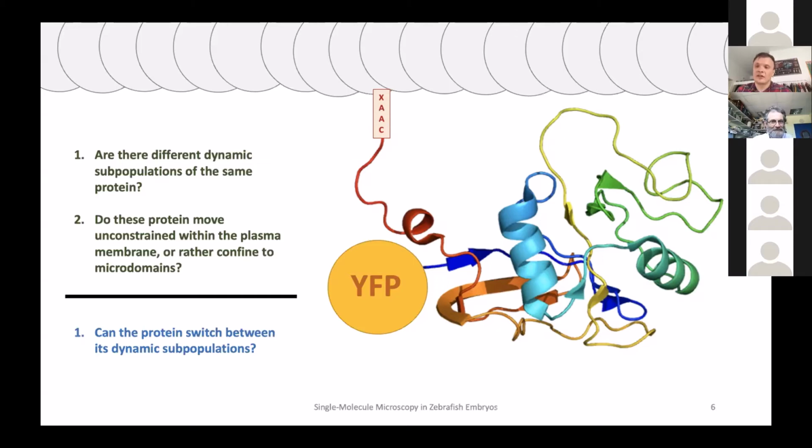But then, with the help of another single molecule microscopy technique, we can also see if those molecules always belong to one fraction, or if they actually switch between fractions. So the dynamics of the protein may be more complex than we thought before.